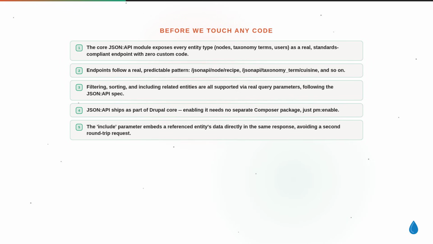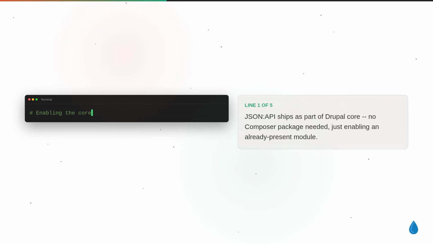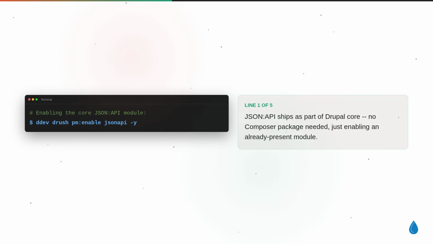JSON API ships as part of Drupal core. Enabling it needs no separate composer package, just drush pm:enable. The include parameter embeds a referenced entity's data directly in the same response, avoiding a second round-trip request. No composer package needed, just enabling an already present module.